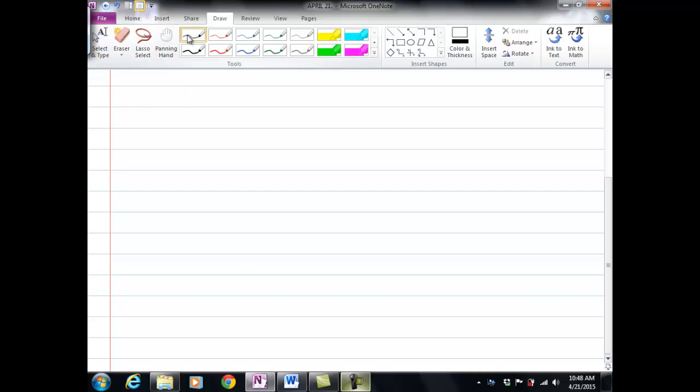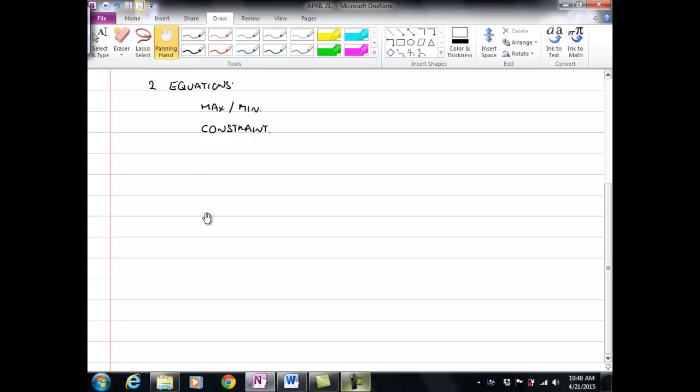The key to doing optimization problems, remember, is again, 2 equations. You always have to have 2 equations. The first equation is a max-min equation, and you normally get that from reading the question. The second equation is called the constraint equation. Constraint is what limits you. And this next example is the one that's used a lot in the industry, in manufacturing.